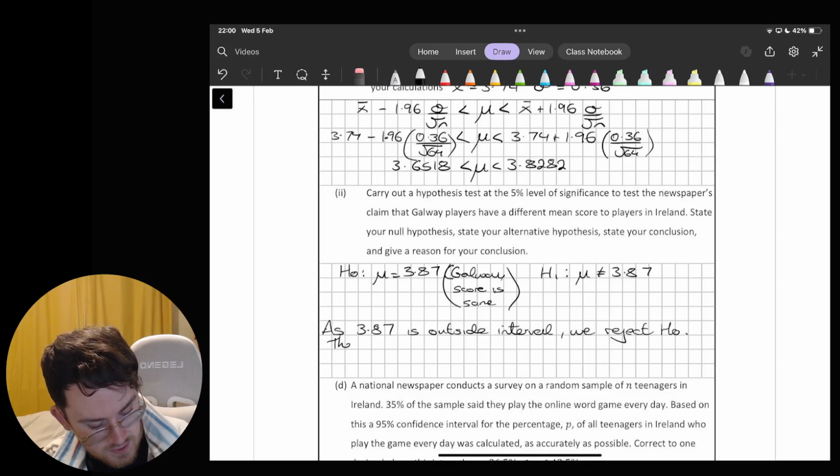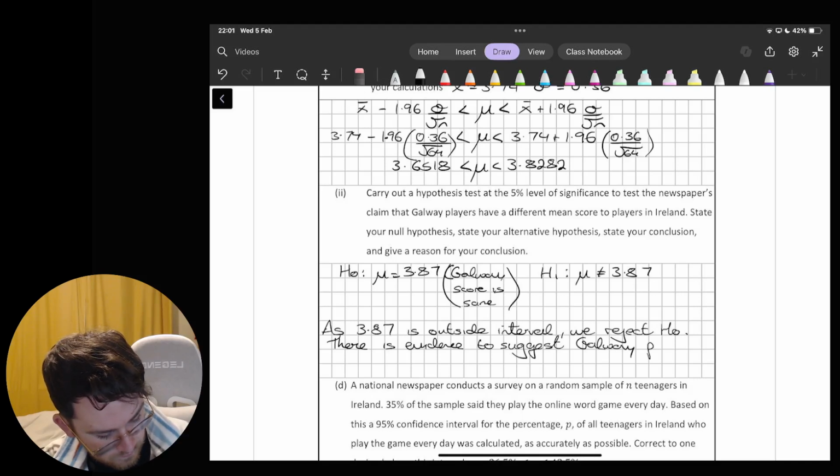There is evidence to suggest Galway players have a different mean score.